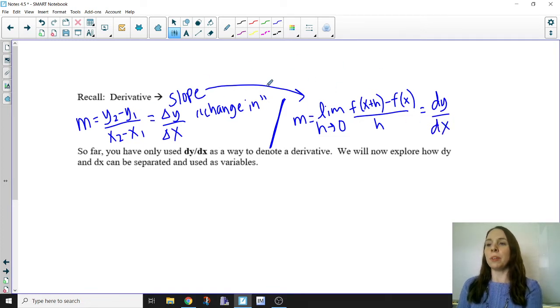What I hope you're seeing are the similarities. We have this slope formula as delta y over delta x. We take the limit as h approaches 0 of that formula, where h is defined as the distance between the 2 points. And what comes out of that is dy over dx, and that changes this from change in to infinitesimally small change in.